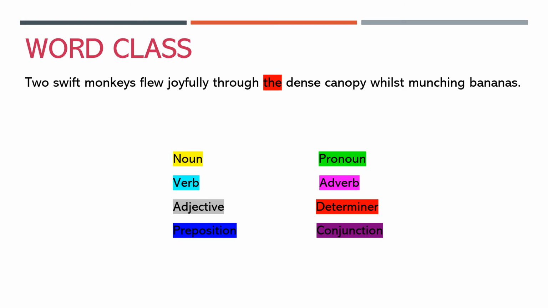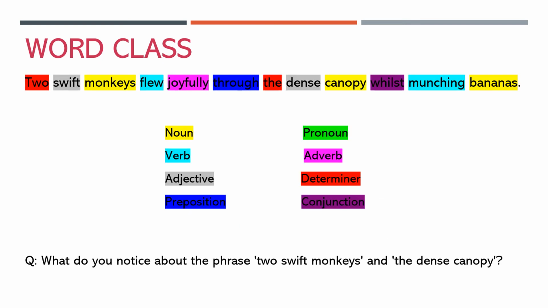The is a determiner. Dense, it's describing the canopy. It's an adjective. Canopy is a noun, another common noun. Whilst is a conjunction. Munching is a verb, telling us what they're doing. And then last but not least, bananas, another common noun. So, 2 swift monkeys flew joyfully through the dense canopy whilst munching bananas.